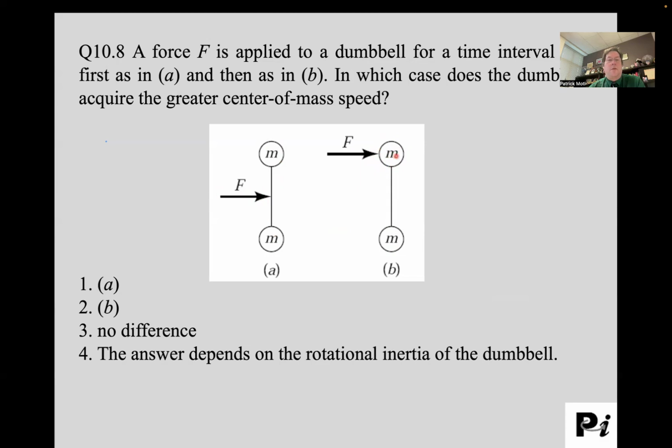Okay. The first question we want to wrestle with is, in which of those cases, A or B, does the dumbbell acquire the greater center of mass speed? So case A, or when the force is applied in case B, or does it not matter? Or are you not able to answer the question because we would need to know more about the rotational inertia of the dumbbell? So think about what you think the answer is, and then talk it over with your physics friends, and then we'll compare.